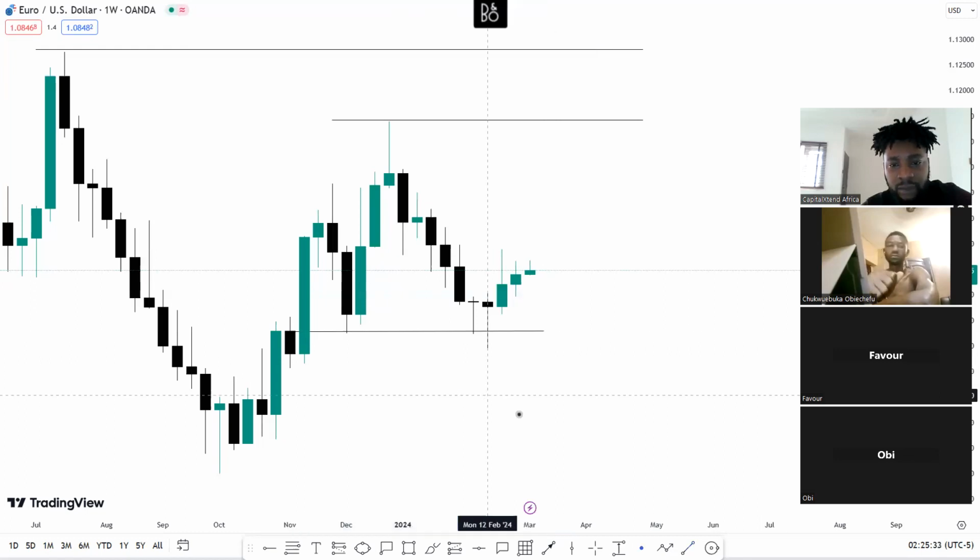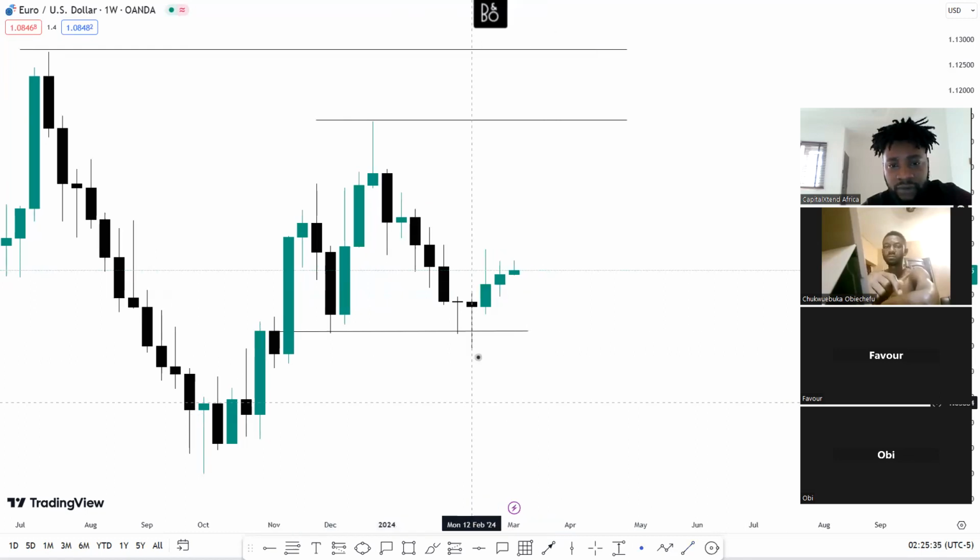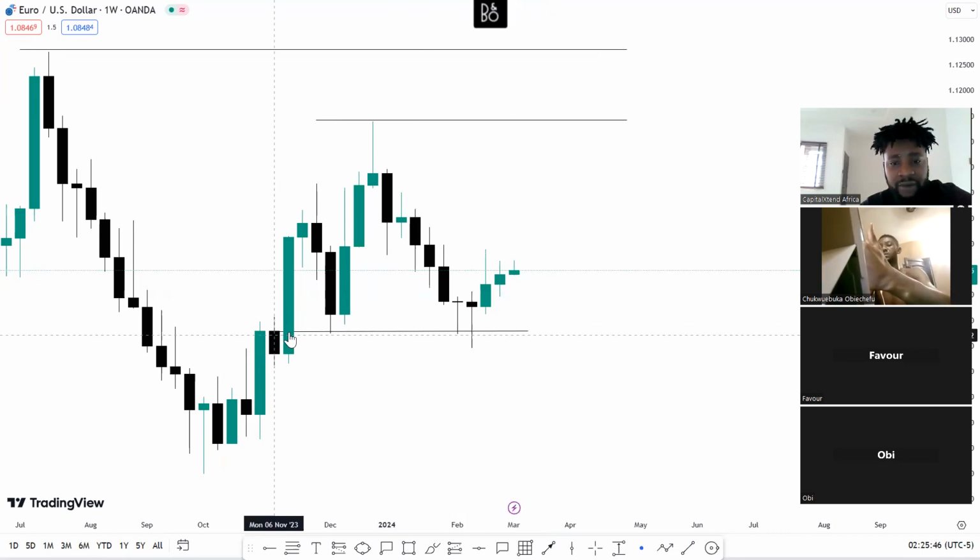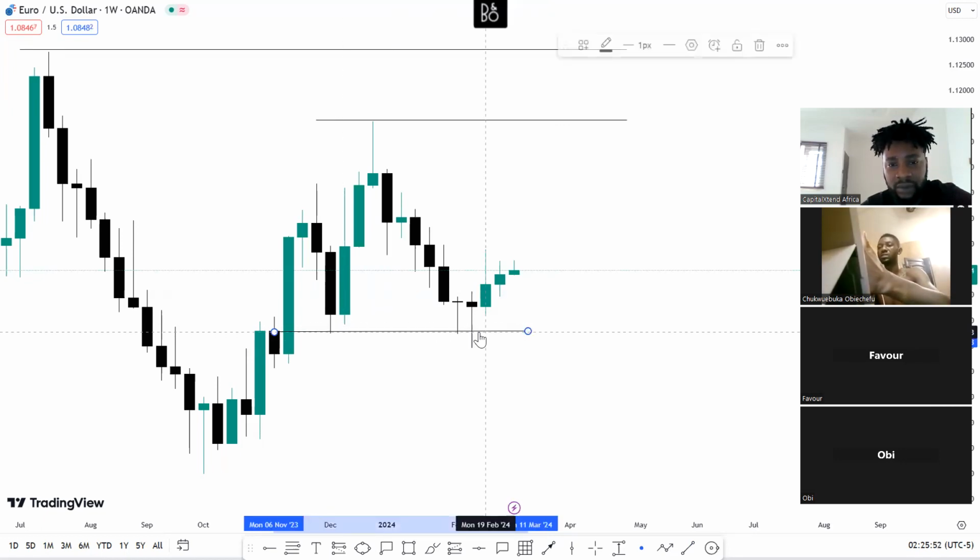I have price closing above this other block. So for 4 weeks now, 1, 2, 3, 4, this is this week, price has been respecting this other block, right?